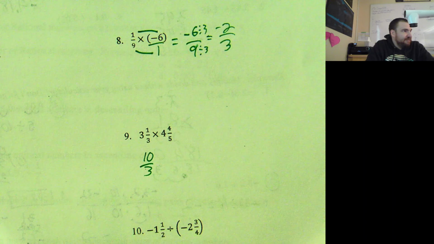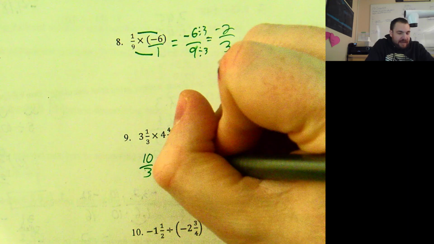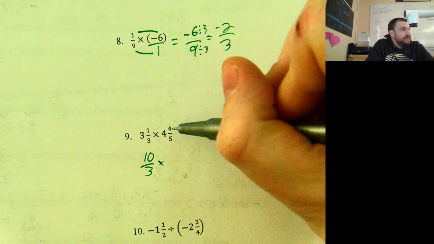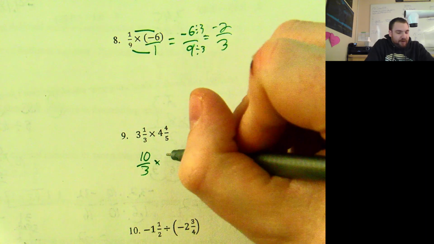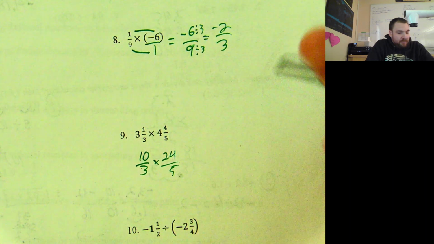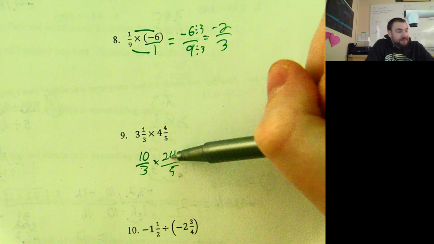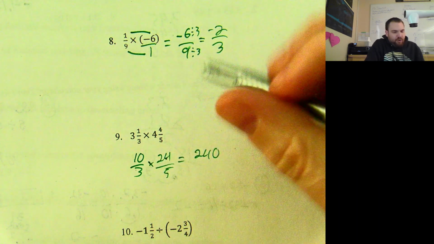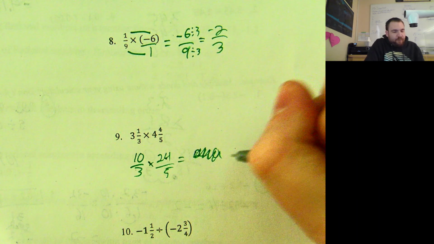Carolyn, are you doing okay? Okay. So we got 3 1/3. And I'm going to multiply 5 times 4 is 20, plus 4 is 24. So now I'm going to multiply across the top. 10 times 24 is 240. Oh, hold on. I could do 240 over 15.